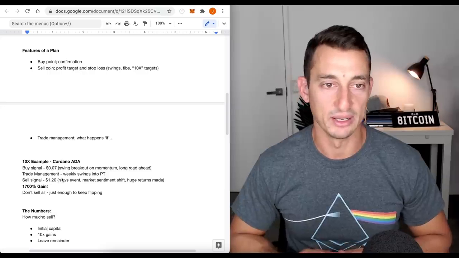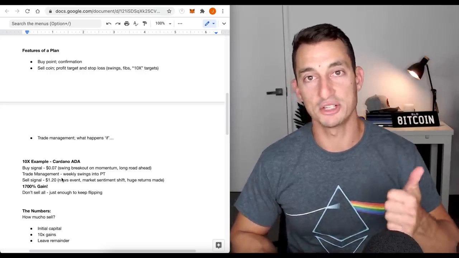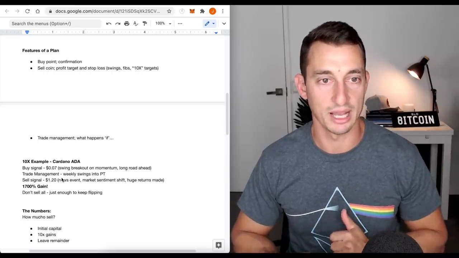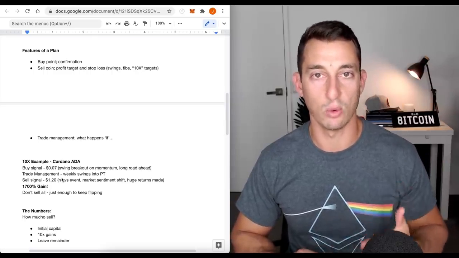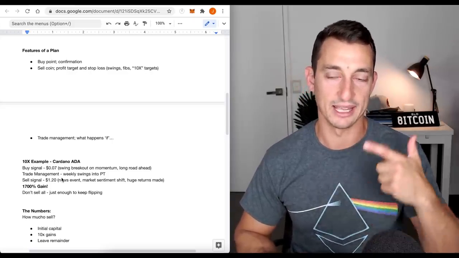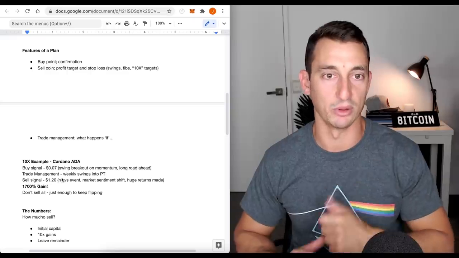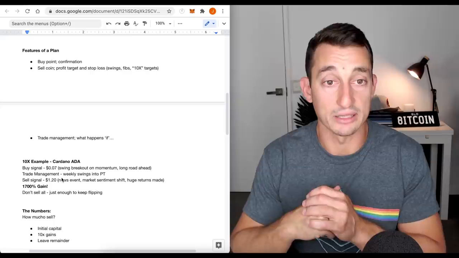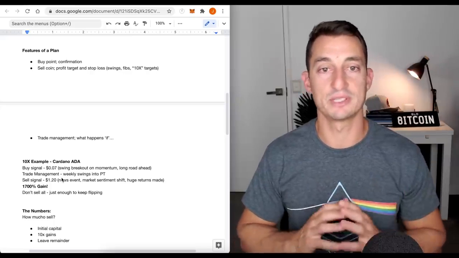Features of a plan. We need a buy point, so we need a confirmation of when to get in, and I'm going to show you an example in a minute. As you can see here with Cardano, a sell point, selling coin. When are we going to sell this thing? And I get ripped apart when I talk about selling, especially from the primitive mindset people who hold coins because they want to get married to them. Profit targets, stop loss, swings, fibs, 10x targets.